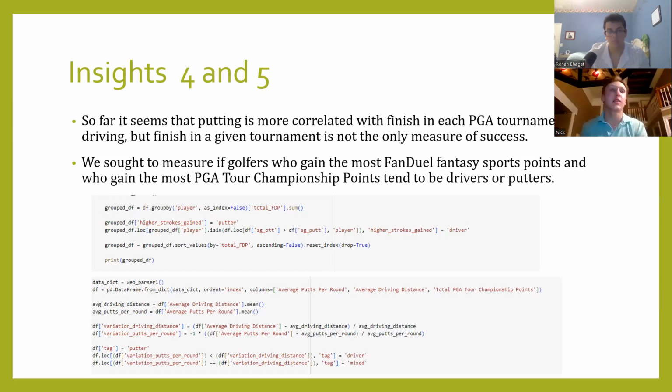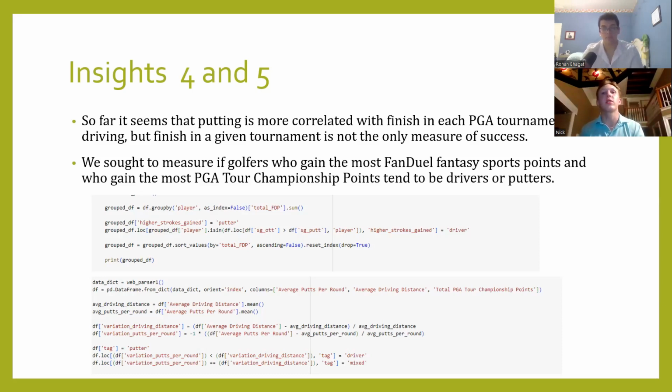And then we were able to basically see public opinion on driving versus putting and how players are categorized so that we could again see the insight behind why everyone thinks it's driving, but our data seems to show putting. And then we also looked at putts per round, average driving distance, and total PGA Tour Championship points. And that was another way to just reaffirm our data.